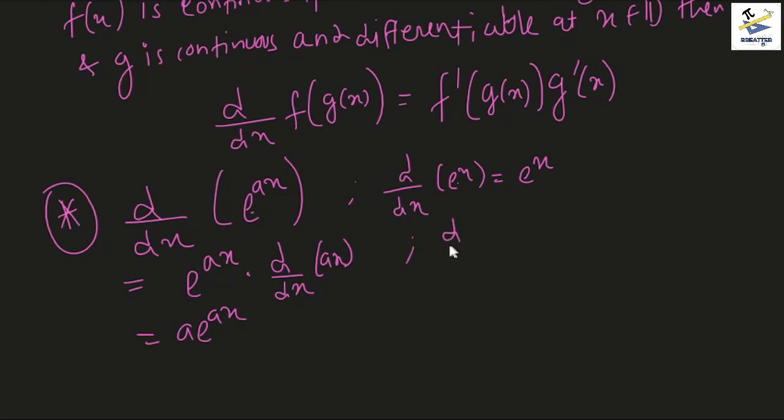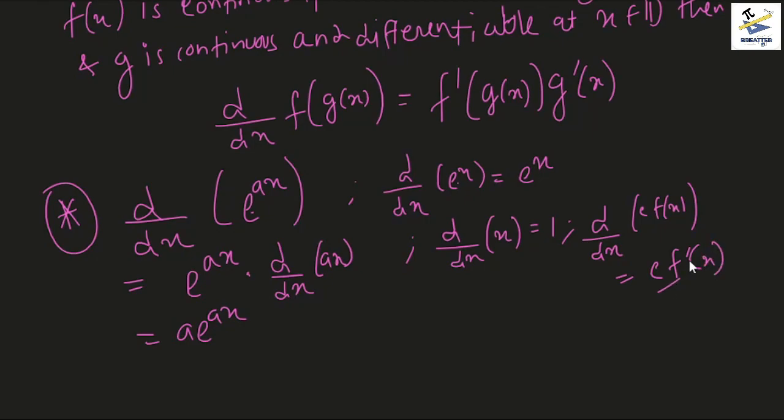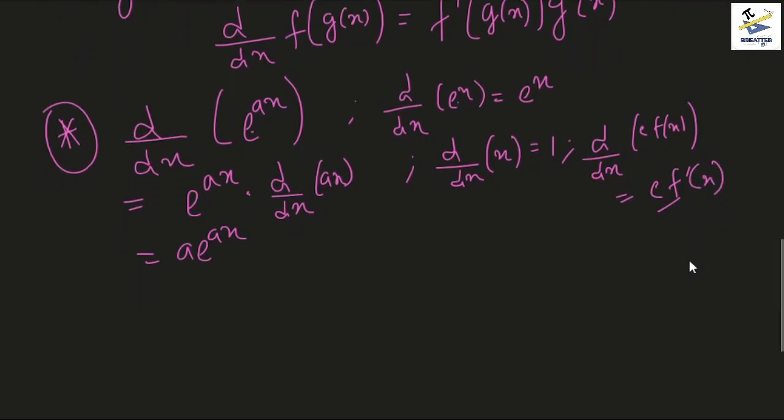This is because d/dx of x is just 1, and also d/dx of a constant c times any function f(x) is just c times the derivative of the function. So the constant just remains multiplied throughout. Okay, next example. Because the more examples we do, the easier it will be for you to understand.